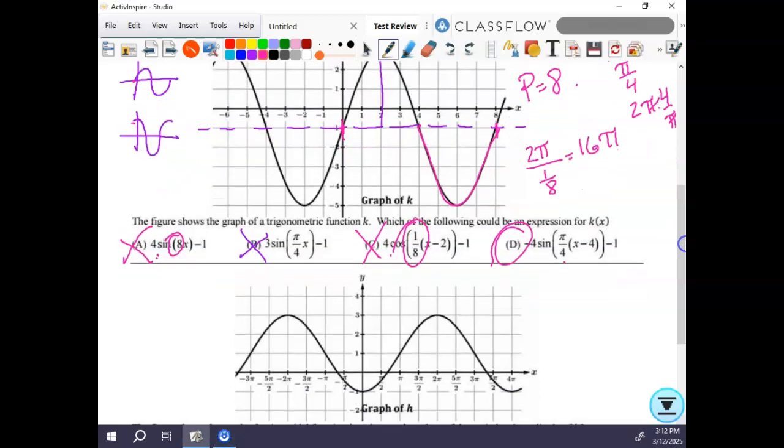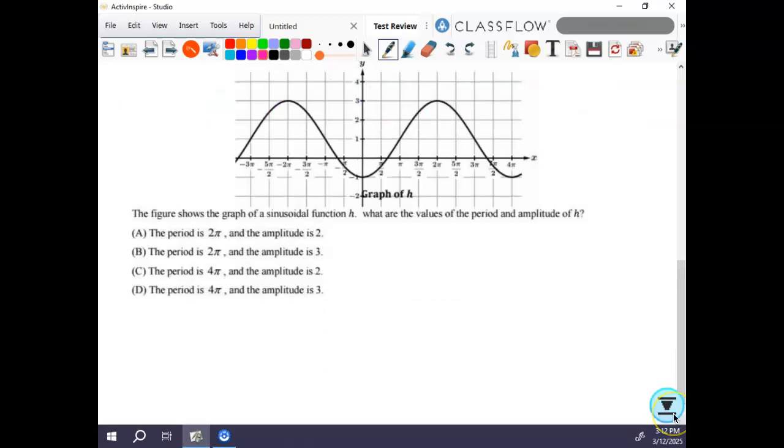All right, let's do this last one here. Okay, we've got a sinusoidal function. All we want here is the period and the amplitude. So I'm going to start with the midline is right here. So it makes my amplitude 2. Remember, there's a difference between A and amplitude. Amplitude is always going to be positive. So I know it's not B or D. And I need the period. I'm going to start at 0. Doesn't matter if it's sine or cosine. If I go 0 and then I end here, the period is 4 pi.